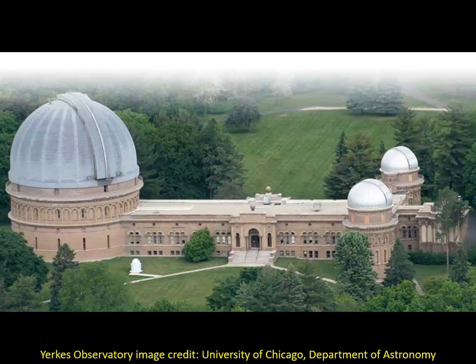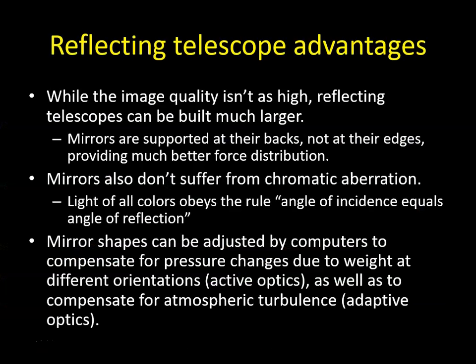And even in that case, they were getting kind of close to the limitation of what you could really do and have such an instrument perform effective astronomy. So even though the image quality isn't as high with reflecting telescopes, you can make them much, much bigger, because again, they're supported by their backs. Also, remember, mirrors don't suffer from chromatic aberration. In other words, angle of incidence equals angle of reflection regardless of the color. So all of the colors reflect at the same angle.